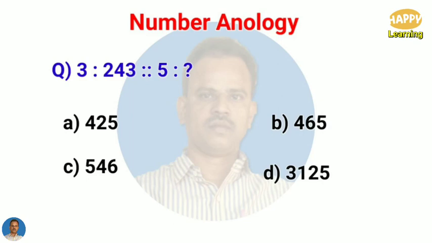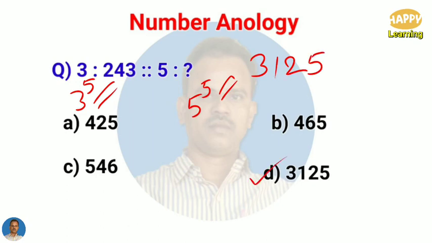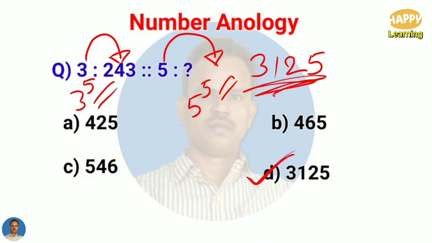3 to the power of 5 equal to 243. Similarly, 5 to the power of 5 equal to 3125. So option D is the answer. If you do to the power 5, you will get this. Okay, 3125, that means option D is the answer. Okay, right.